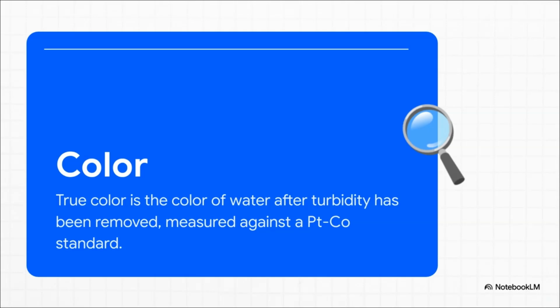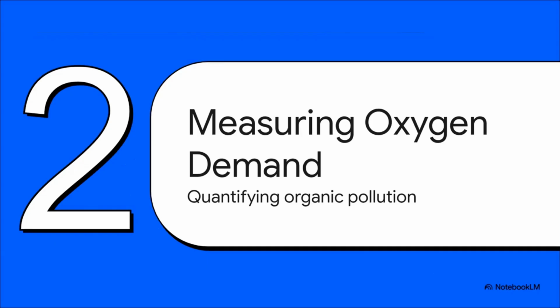We have to be specific here because there's apparent color, what you see when you look at raw water, and then there's true color. True color is what you measure after you've filtered out all the turbidity. That leftover tint tells you about dissolved stuff, anything from natural tannins from leaves to nasty industrial pollutants. Okay, so we've covered the physicals.